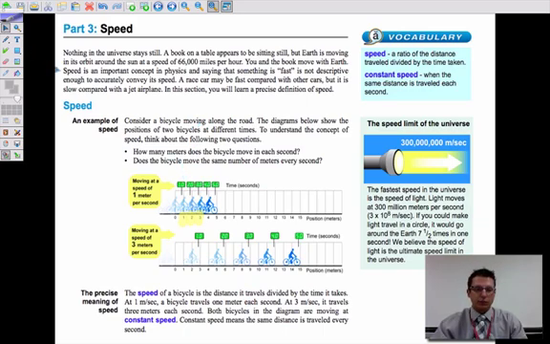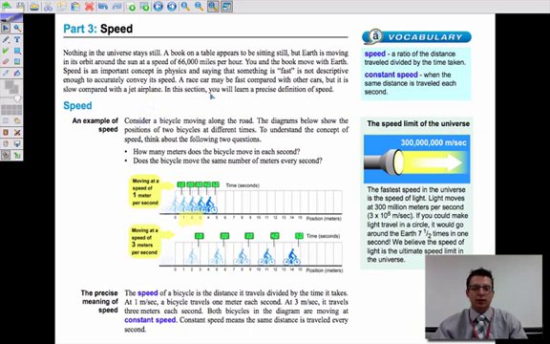So let's begin. Nothing in the universe stays still. A book on a table appears to be sitting still, but Earth is moving in its orbit around the sun at a speed of 66,000 miles per hour. You and the book move with the Earth. Speed is an important concept in physics, and saying that something is fast is not descriptive enough to accurately convey its speed. A race car may be fast compared with other cars, but it is slow compared with a jet airplane. In this section, you will learn a precise definition of speed.